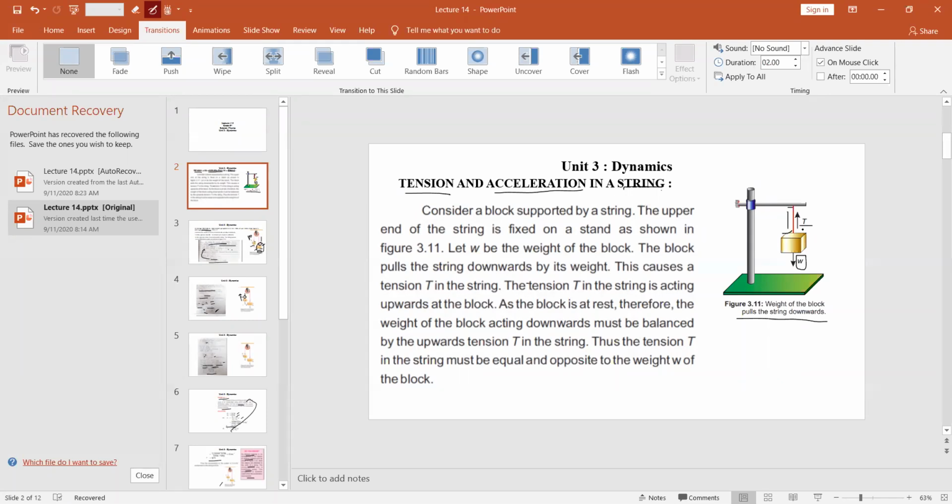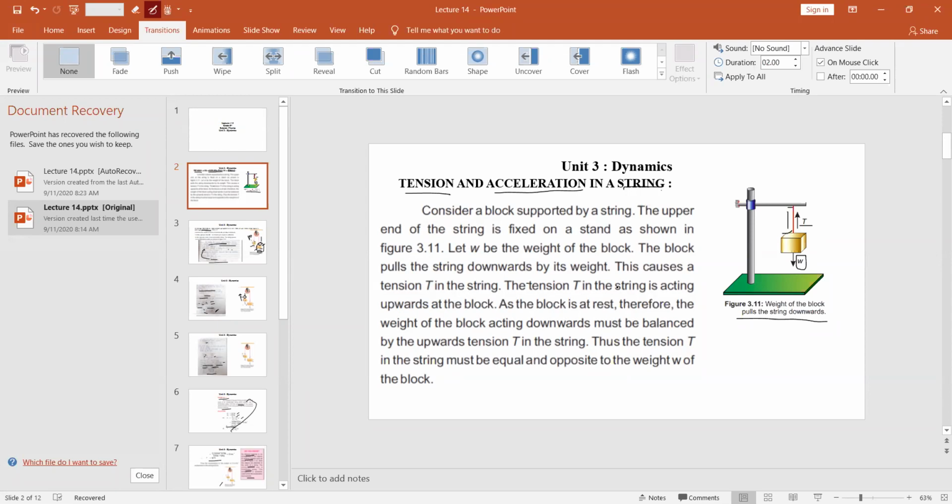So this is the tension, basically a reaction force, and the direction of tension is upward. One more thing you have to keep in mind: whenever we are talking about a string, there must be a tension in the string, right? If you just read this out: consider a block supported by a string, the upper end of the string is fixed with a stand.